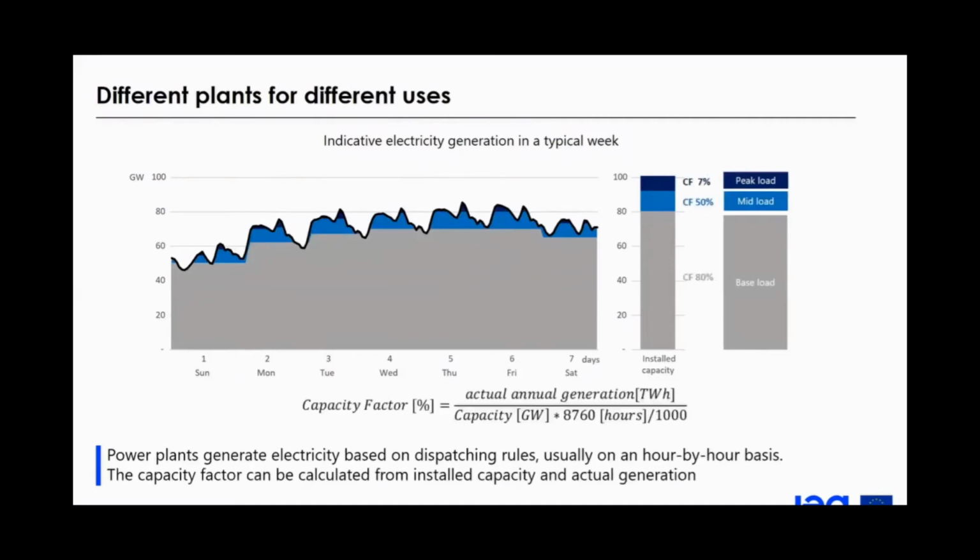So in gray, baseload plants would operate generally with capacity factors or utilization rates around 80%. 80% of the year, baseload plants would be used to meet demand. Mid-load would be generally used 50% of the year, and peak load run very much fewer hours. Really, as you can see on the graph on the left, they're used for peaky demand, and so they have generally a much lower capacity factor, generally below 10%. Here in this example, we have 7%.